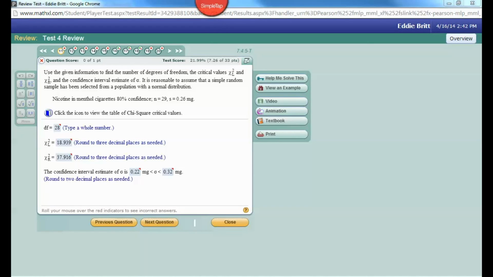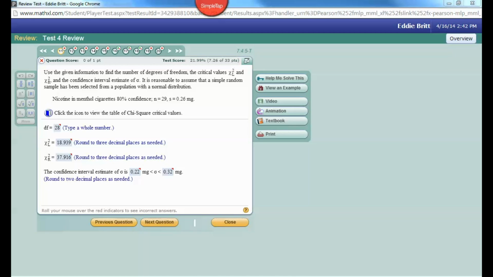Moving on to problem number 11. Use the given information to find the number of degrees of freedom, the critical values chi squared sub L and chi squared sub R, and the confidence interval estimate of sigma. Is it reasonable to assume that a simple random sample has been selected from a population with a normal distribution?